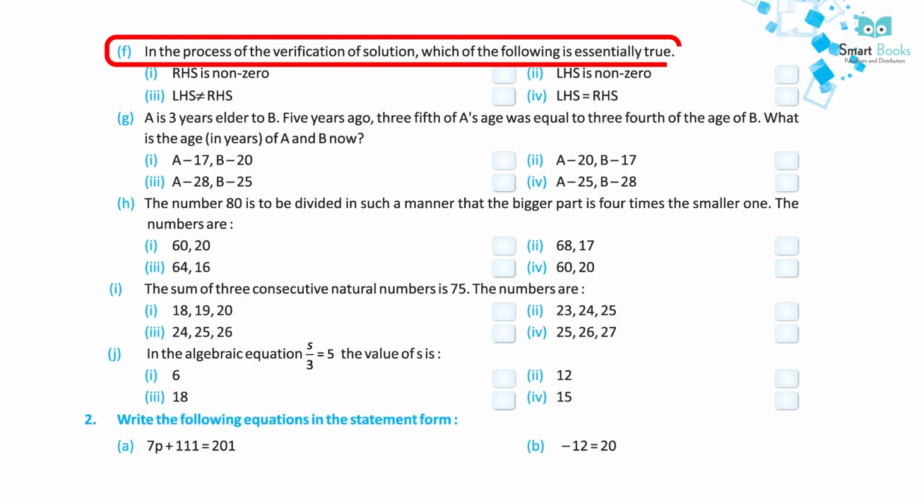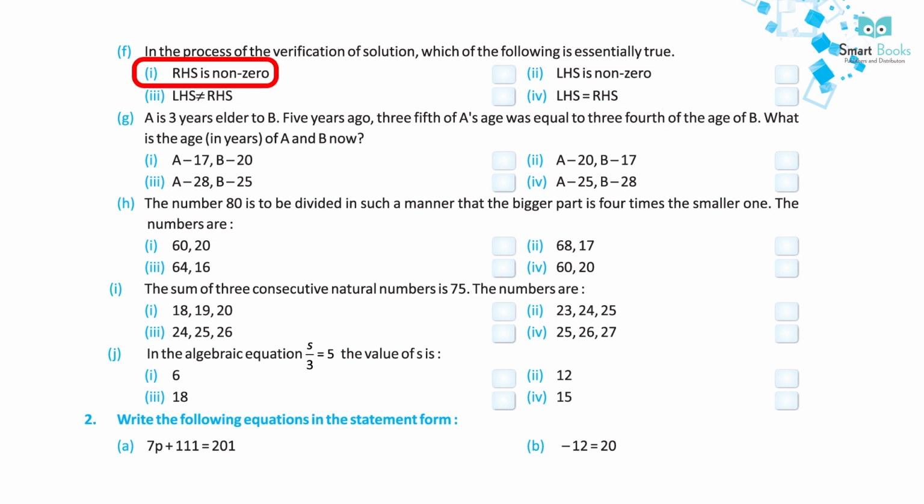F. In the process of the verification of solution, which of the following is essentially true? First, right hand side is non-zero. Second, left hand side is non-zero. Third, left hand side is not equal to right hand side. Fourth, left hand side is equals to right hand side. Solution. Fourth, left hand side is equals to right hand side.